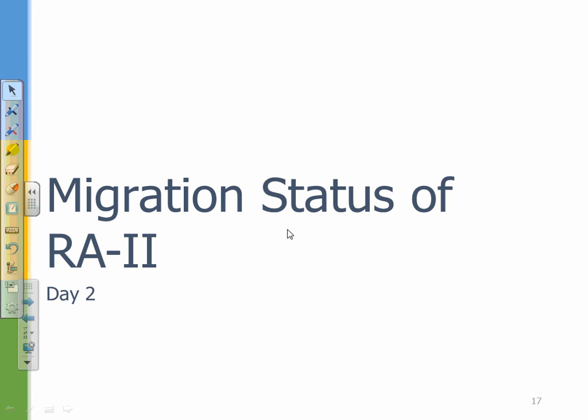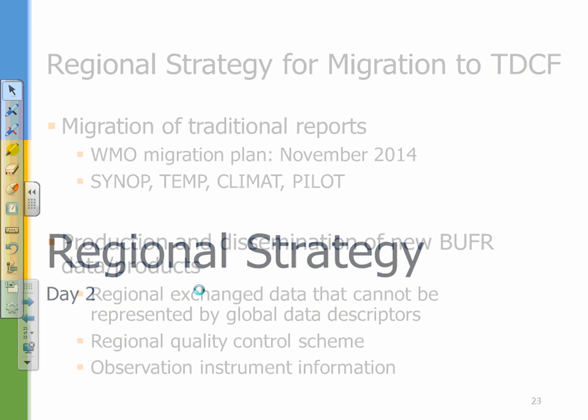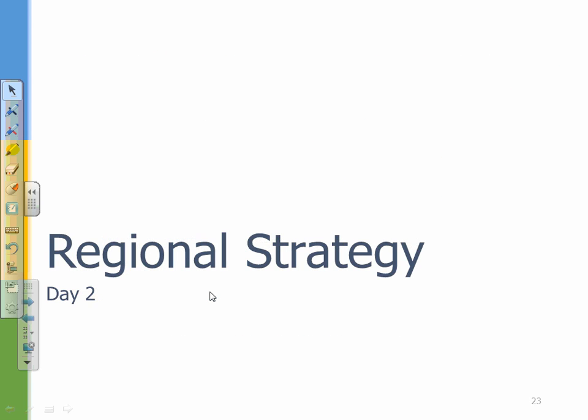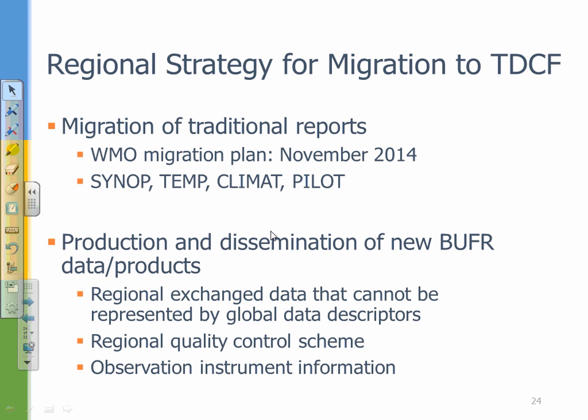So let's keep going on the migration status. I would like to go to the regional strategy part. Regional strategy for migration to TDCF can be separated into two parts. One is migration of traditional reports, and the second is production and dissemination of new BUFR or CREX or GRIB data products.